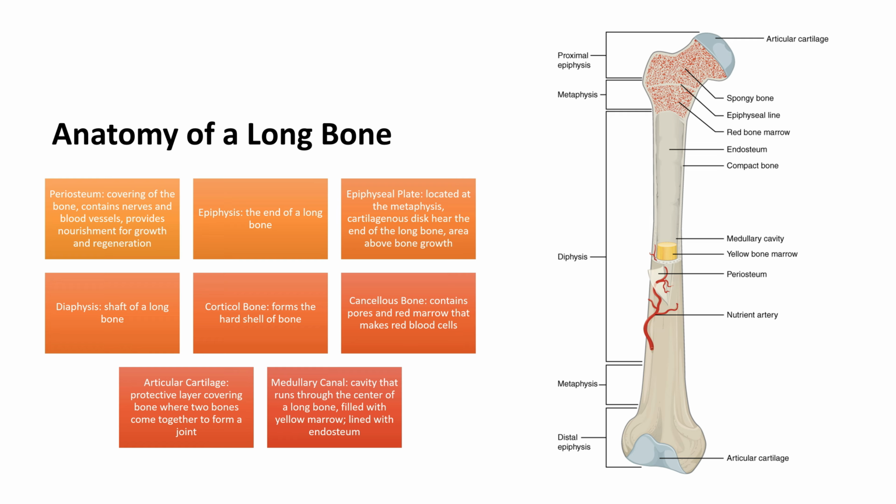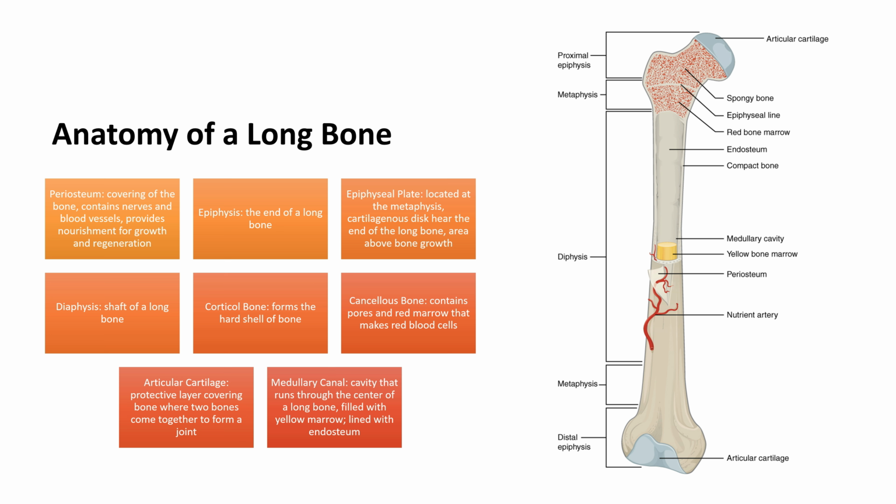Your diaphysis is going to be the shaft of the bone. That's always good to know. You can see your artery, your yellow bone marrow is there. So your cortical bone, which is compact bone, is going to form the hard shell of the bone because of deposits of calcium, phosphorus, and mineral salts. Your cancellous bone or spongy bone contains your pores and red marrow that makes blood cells. Make sure you know that. Your red marrow makes your blood cells.